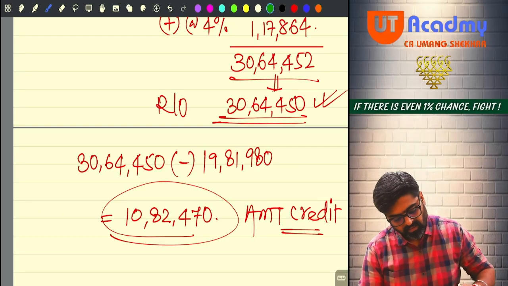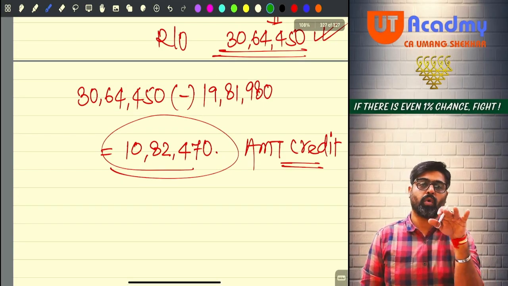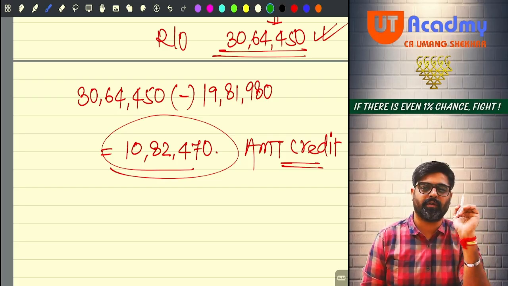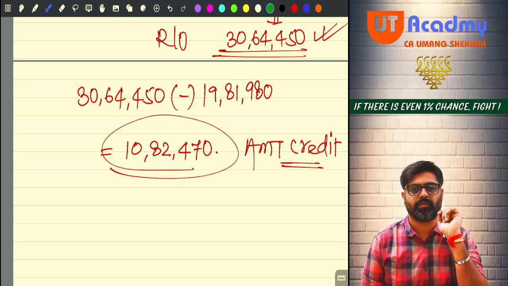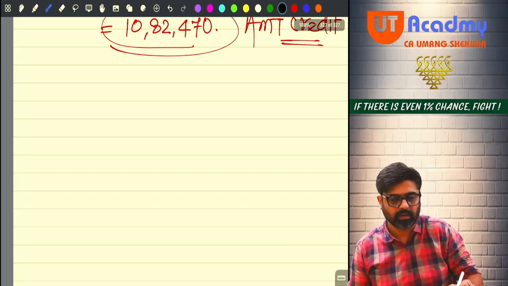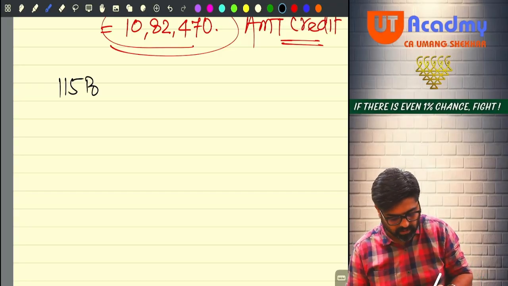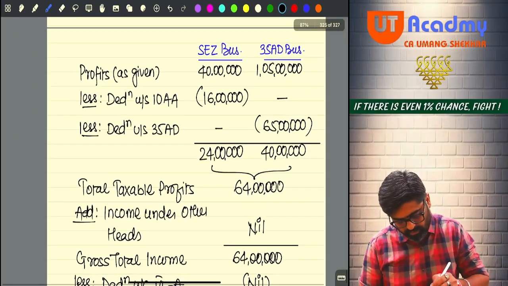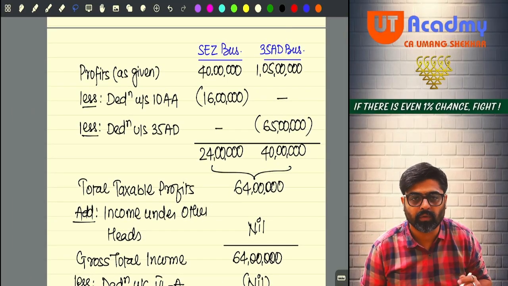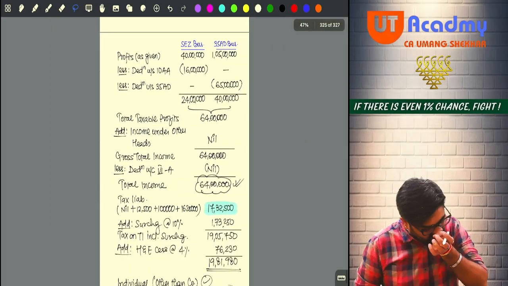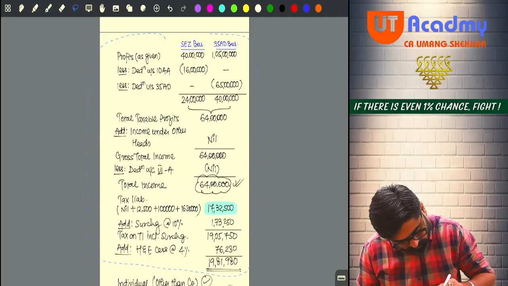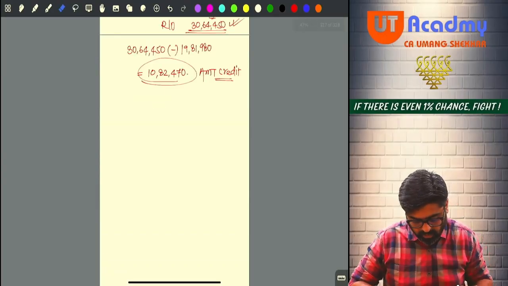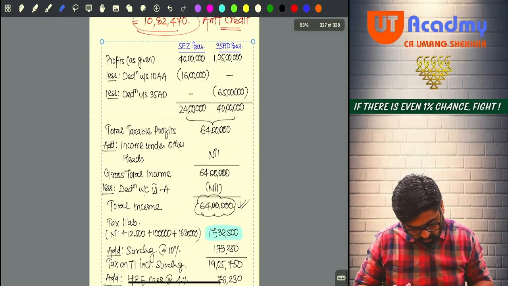Now see, this was the solution if you don't follow 115BAC. But what if you follow 115BAC, sir? If 115BAC was followed, then don't you think the deductions which you were getting, you are not going to get anymore? So what I'll do now, I'll copy this entire part. AMT provisions will not be applicable, but I'll copy the entire part. Please check now.